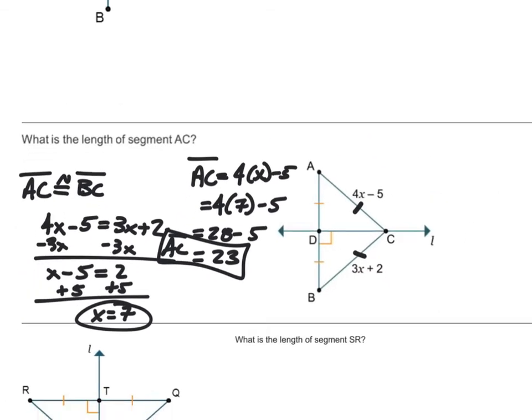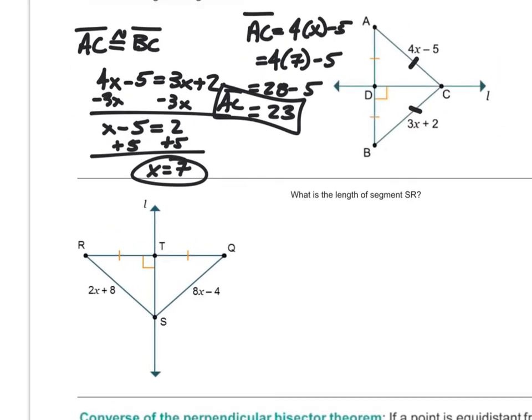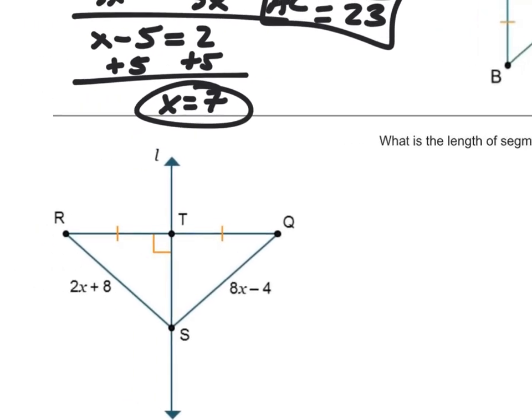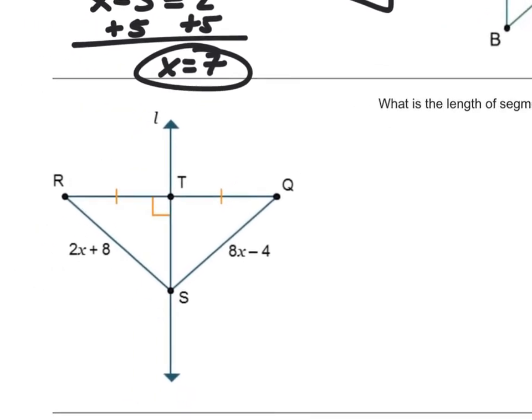Okay, all right, then it says, what is the length of segment SR? Now, we have a very similar situation here. We have this picture where I know that these two lines are perpendicular and that RT is congruent to TQ. So line L is a perpendicular bisector, which means that any point along line L, like at say point S, is equidistant to the endpoints of the other line segment. So I'm going to come in here and I know that these two segments are congruent.